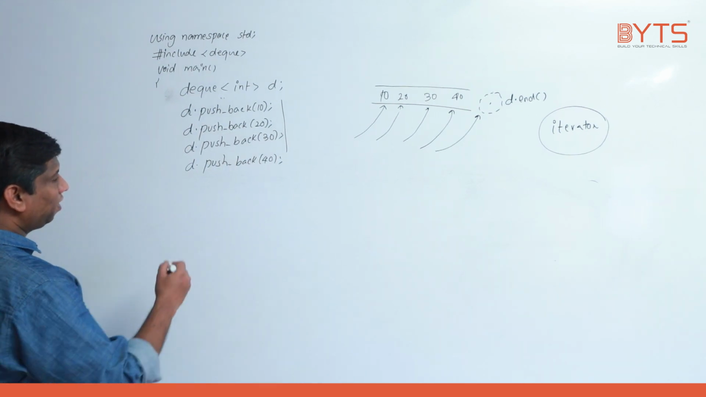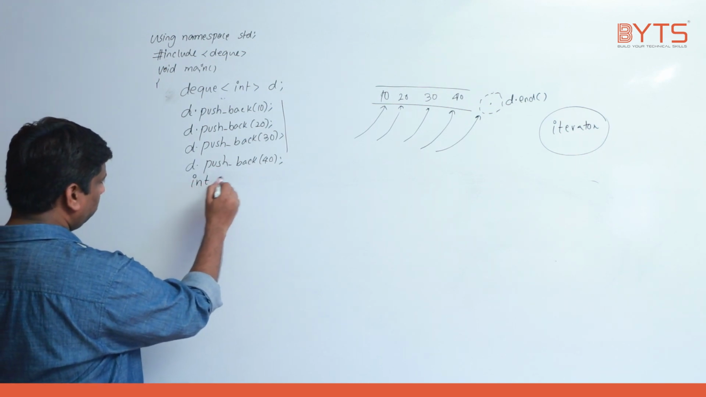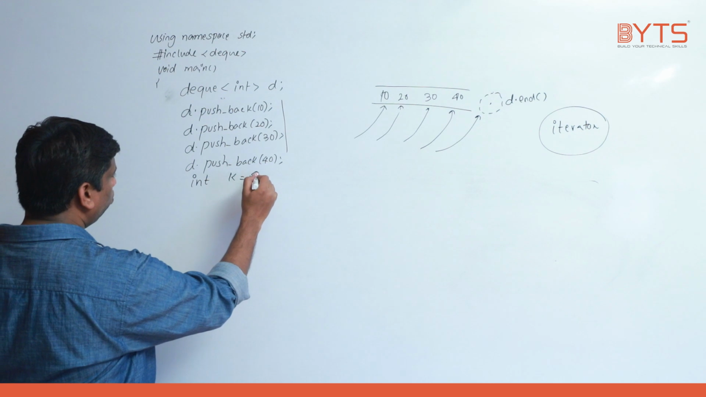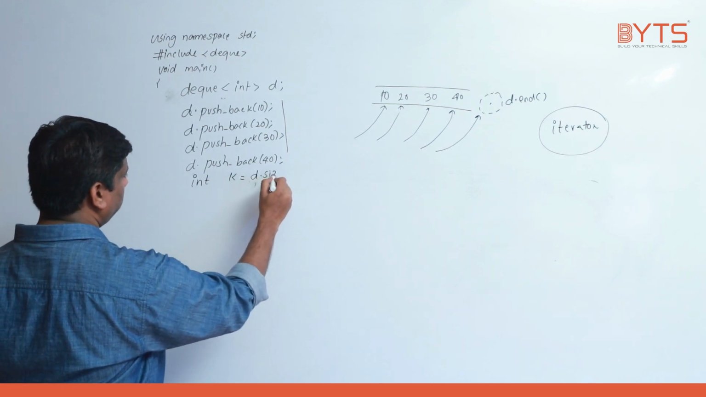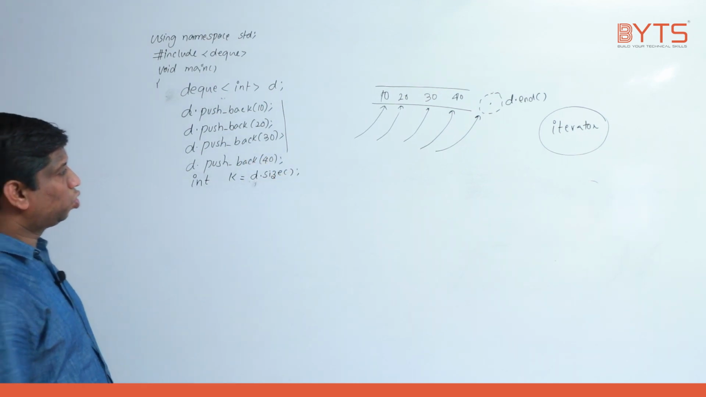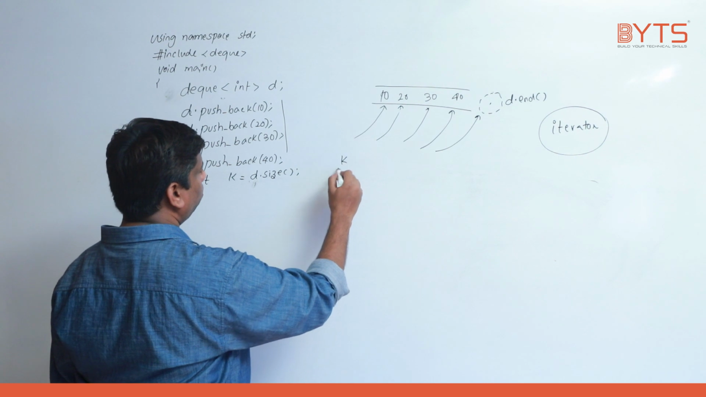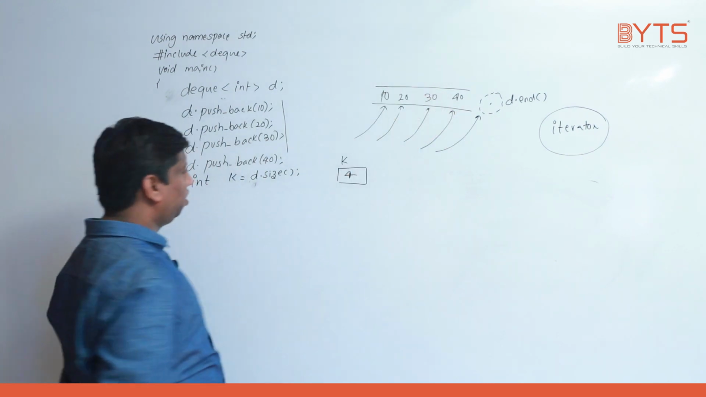First step, I'll take the size. So int k is equal to d dot size. K is equal to d dot size, right? So what is the value of k now? 4. 1, 2, 3, 4. D dot size is 4.